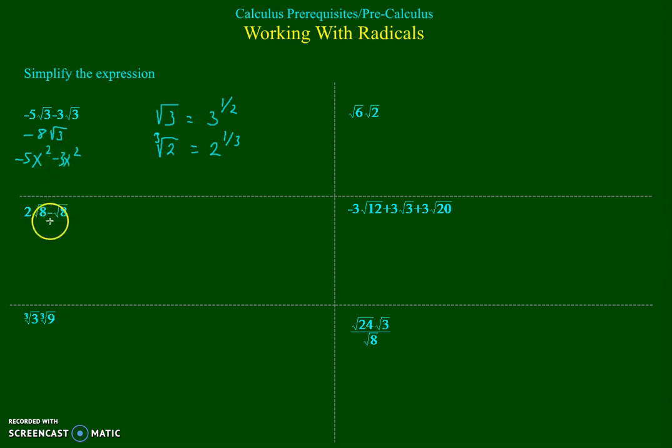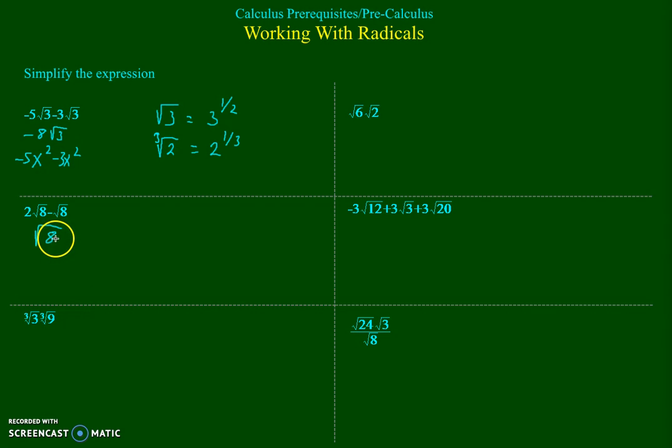Now, we look down here, we have the same process. We know that we have 2 square roots of 8 minus 1 square root of 8, which gives us the square root of 8. Now, you may think, oh, we're done. But in actuality, this is just the first piece.